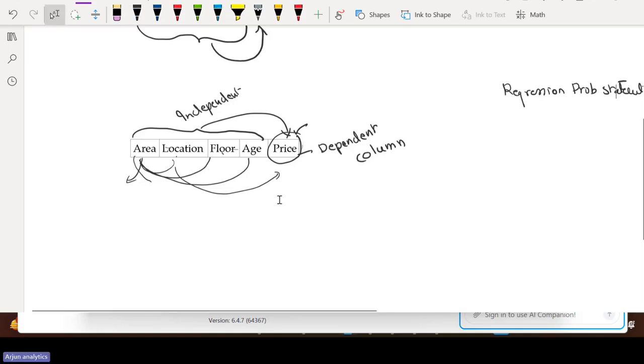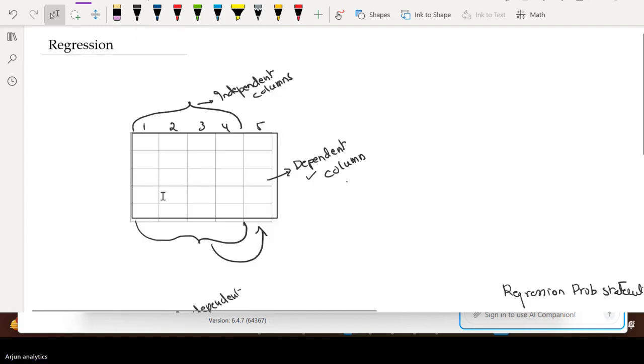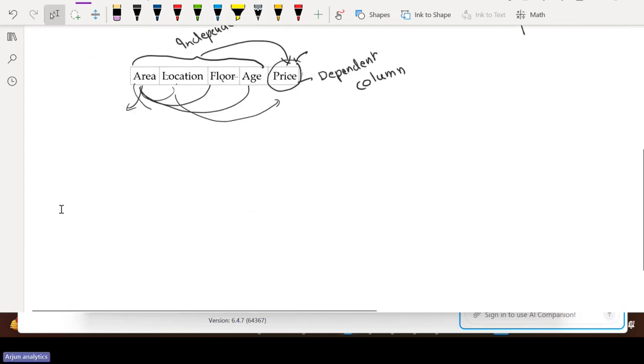So we call it regression analysis. What is regression analysis? It is a technique, or a mechanism, through which we are estimating the relation. We are finding the relationship between independent and dependent columns, where the dependent column is a continuous numerical value. That is what is called regression analysis.